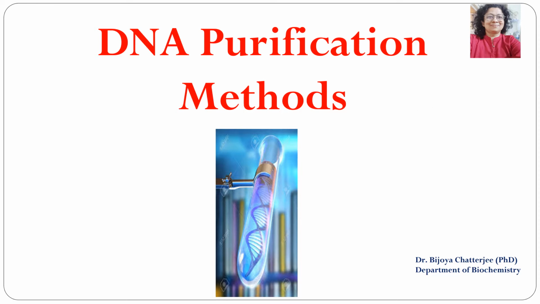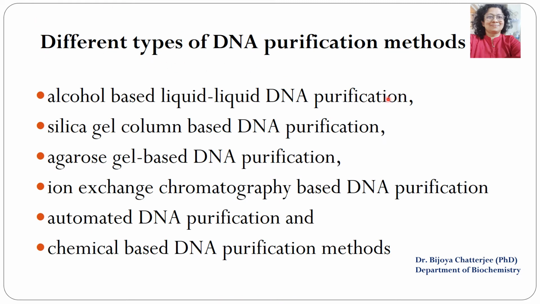Today we shall see various DNA purification methods. We have already discussed the DNA extraction method. There are different types of DNA purification methods: the alcohol-based liquid DNA purification method, the silica gel column-based method, the agarose gel-based method, the ion exchange chromatography-based method, the automated DNA purification method, and the chemical-based DNA purification method. These are the different types of purification methods used by students in genetic biology or molecular biology.